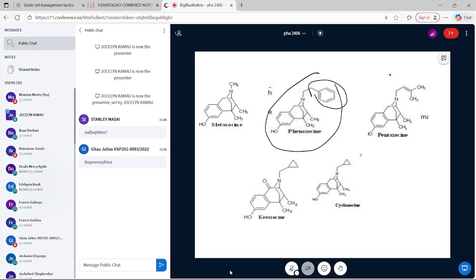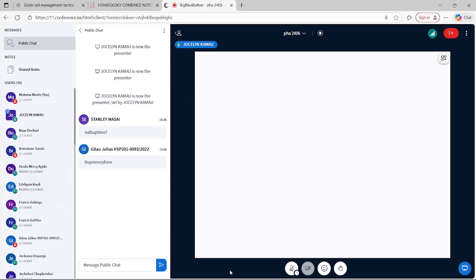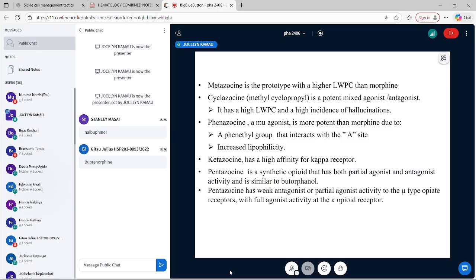You have ketazocine. Ketazocine is a little bit different because in this position there, you have changed and you have put a ketone, so you call it ketazocine. And cyclazocine is again cyclo, when you put that. You can see, as I said, most of these groups here are actually small methyl groups for maximum activity. The metazocine, this metazocine is a prototype where you have those small groups, all the groups are methyl groups. That is a prototype. Metazocine is a prototype with a higher lipid water partition coefficient than morphine.